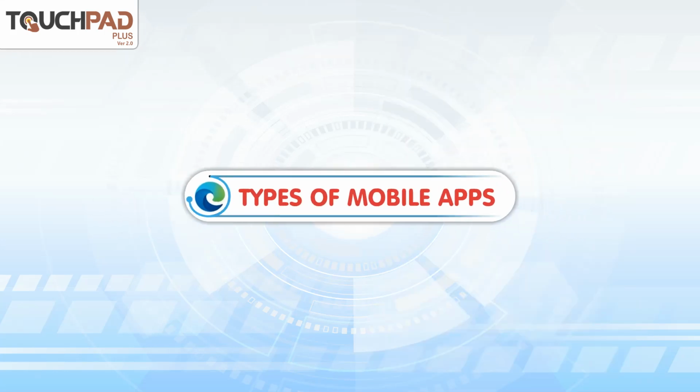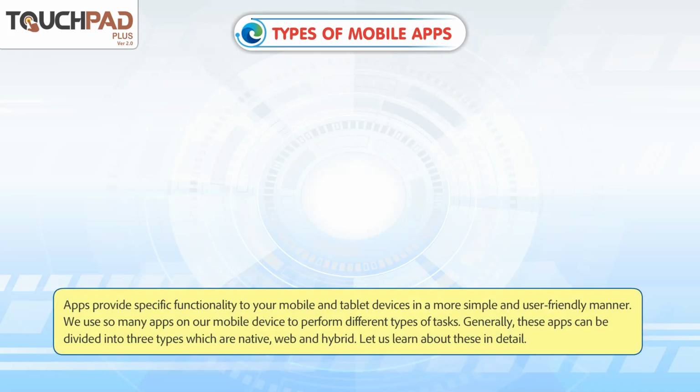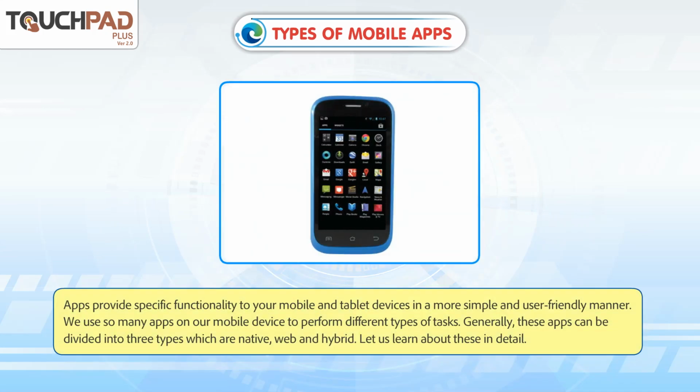Types of mobile apps. Apps provide specific functionality to your mobile and tablet devices in a more simple and user-friendly manner. We use so many applications on our mobile device to perform different types of tasks. Generally, these apps can be divided into three types, which are native, web, and hybrid. Let us learn about these in detail.